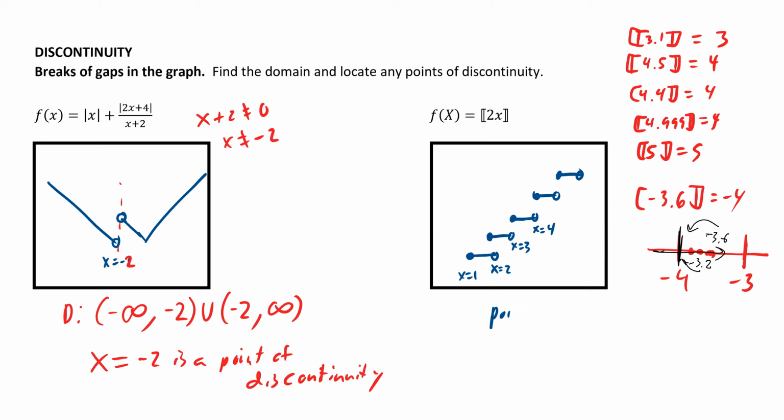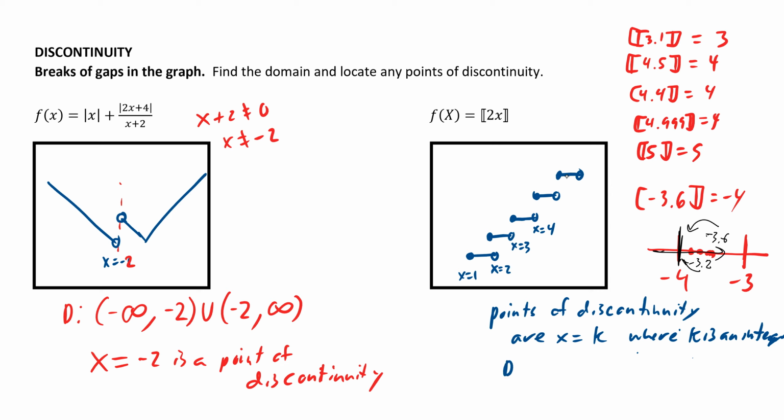So our points of discontinuity are x equals an integer, is all you have to write. You can say x equals k. Let's do a nice formal one: x equals k, where k is an integer. So that is a point of discontinuity because we have to pick up our pencil to get to the next point. So those are points of discontinuity.